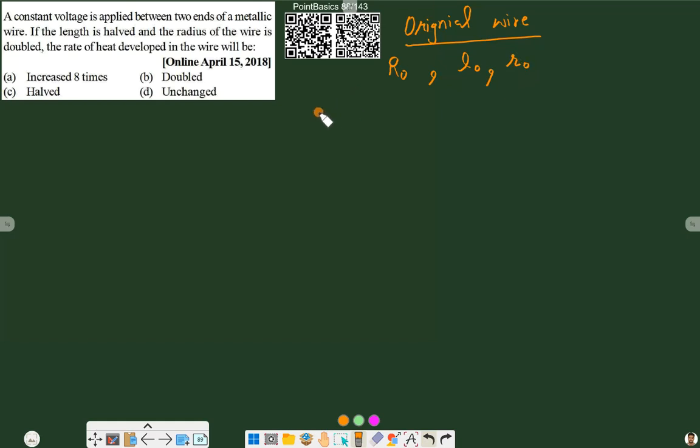So we have the formula for resistance, that R node is equal to resistivity of the wire times length of the wire divided by its area, that will be pi r node square. Now we can say modified wire. In case of the modified wire, length is halved, so L becomes L node by 2. Radius is doubled, so radius becomes r node into 2.